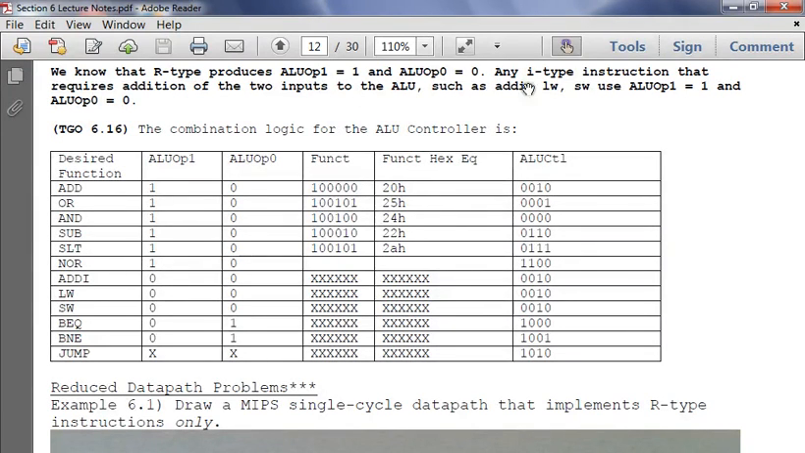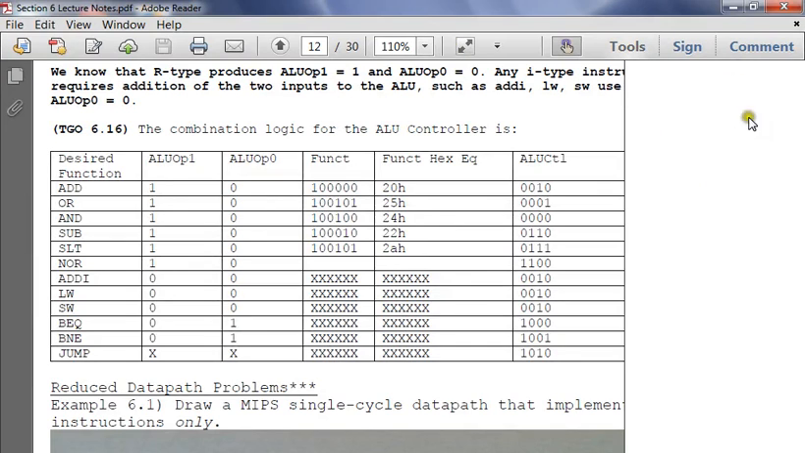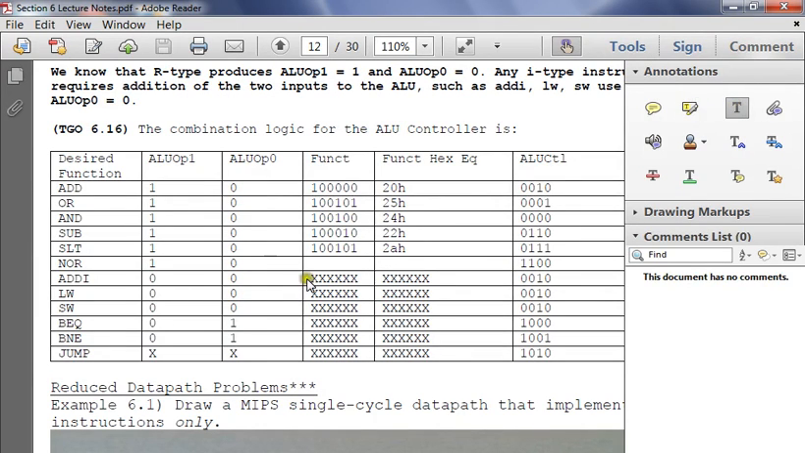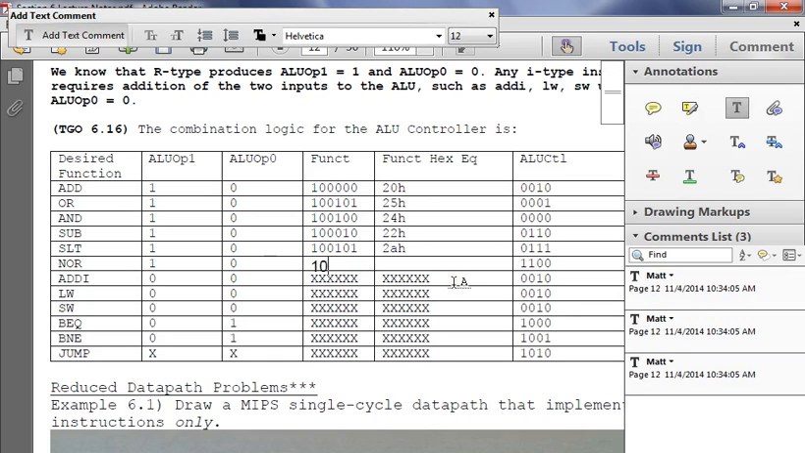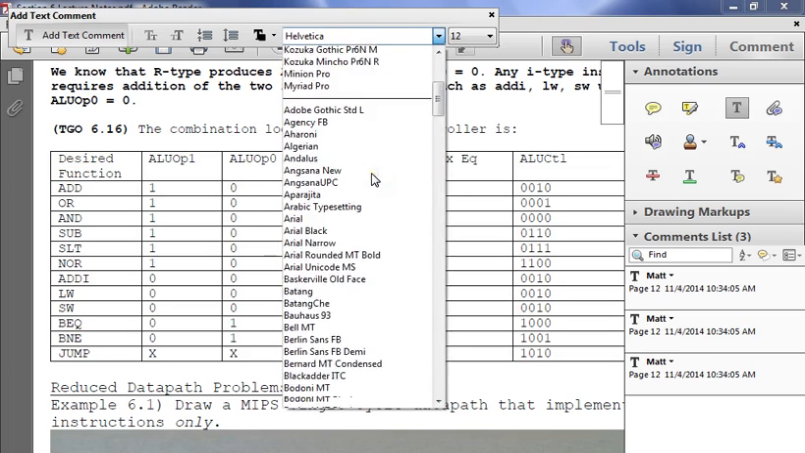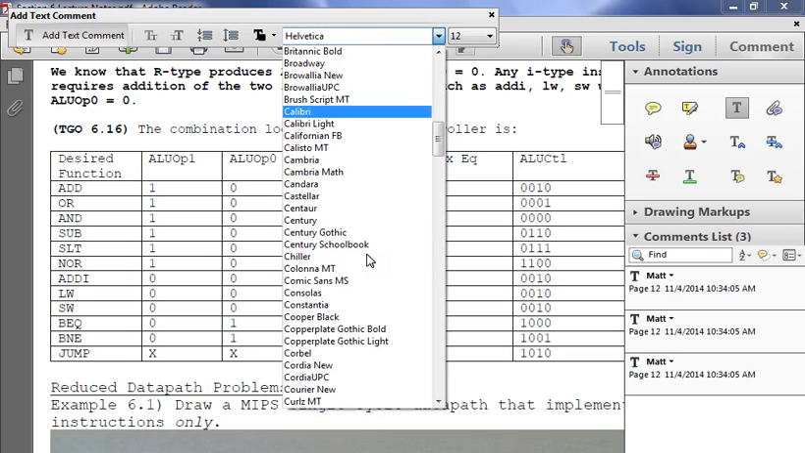So let's do an annotation here. Comment, there we go. That's more like it. Okay. And that becomes 27 hex. While you guys are writing that down, I'll make the font match. Courier New.